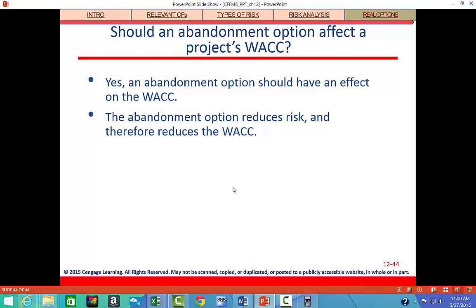A final question should be: should an abandonment option affect a project's weighted average cost of capital? Since the abandonment option reduces risk, because we have the option just to leave it and stop doing it, it should reduce the weighted average cost of capital for the project. And that was the end of Chapter 12, and we just focused a little bit at the end on the abandonment option.